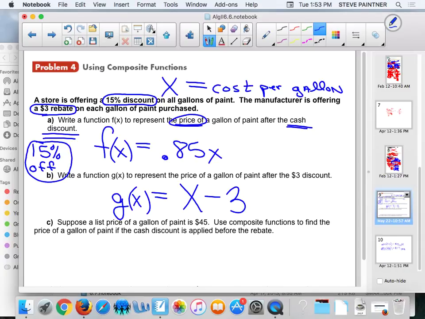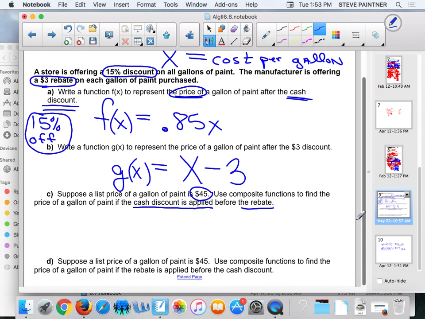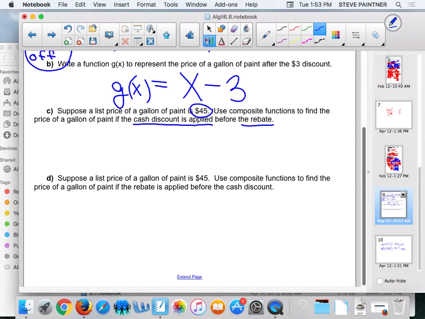C, suppose a list price of a gallon of paint is $45. Hey, I know how much the paint costs. $45 a gallon. Use composite functions to find the price of a gallon of paint if the cash discount is applied before the rebate. So the question becomes, what happened first? What did they do to the paint? Did they do the discount or did they do the rebate first?